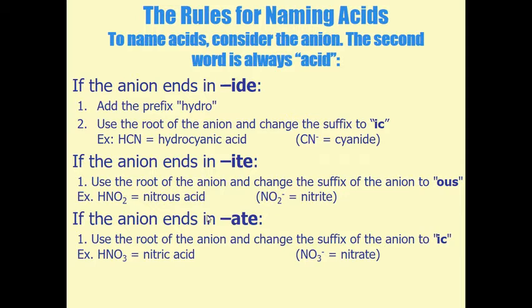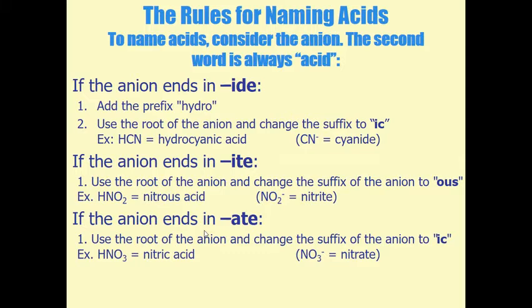If your anion ends in ATE, again, that's an indication that this is a polyatomic. So you're going to have your polyatomic list handy. You're going to use the root of the anion and change the suffix of the anion to IC. So for instance, you see HNO3. So H indicates that it is an acid. You look at the anion. The anion is NO3. So you go look that up on the polyatomic list. That is nitrate. You're going to remove the ATE and replace it with IC. So it becomes nitric, and then add the word acid.